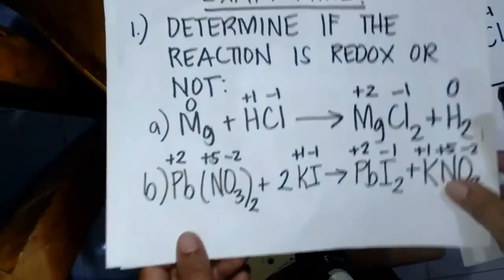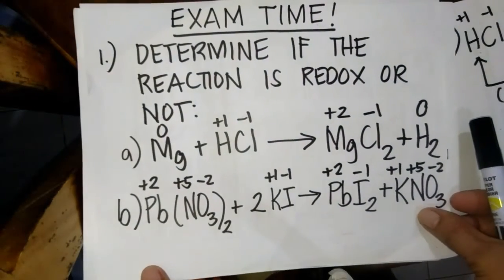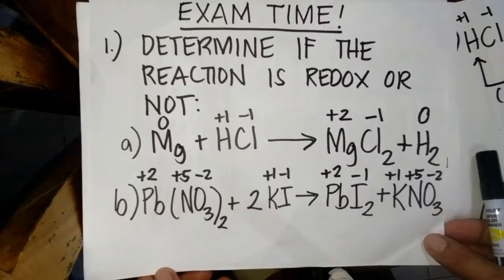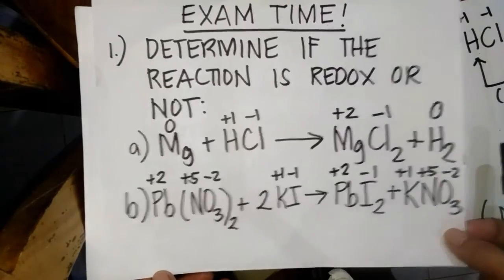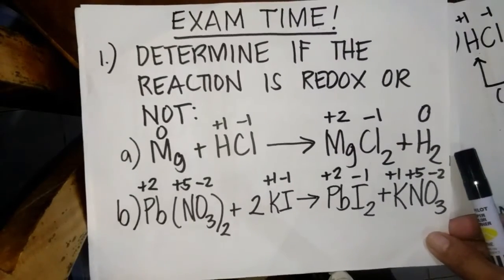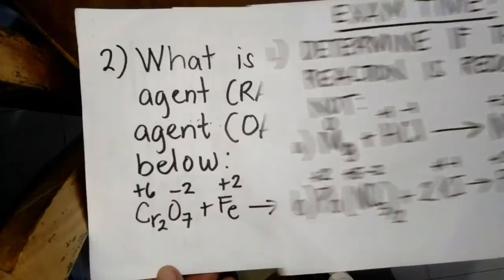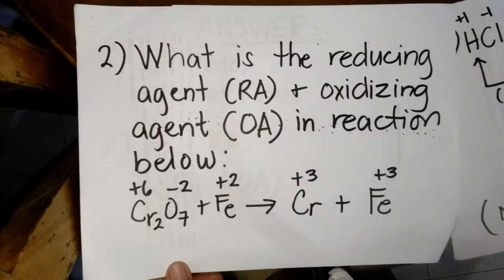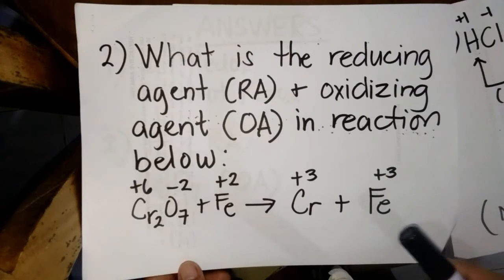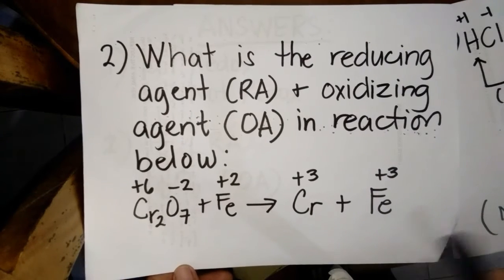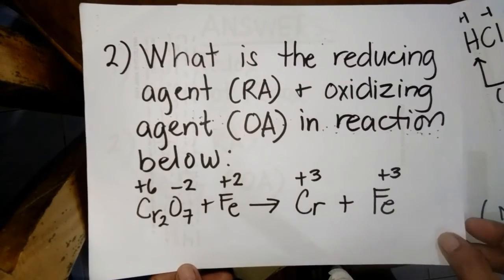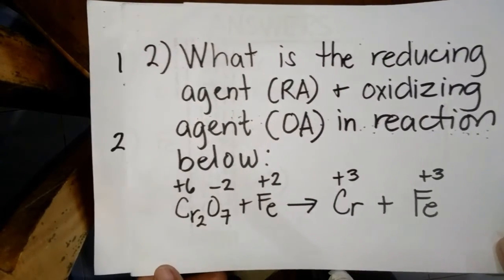So we have exam time. Determine if the reaction is redox or not. You may pause this for a while after computing. Another question, number 2: what is the reducing agent or oxidizing agent in the reaction below? You may also pause to solve. Okay, and here is our answer.